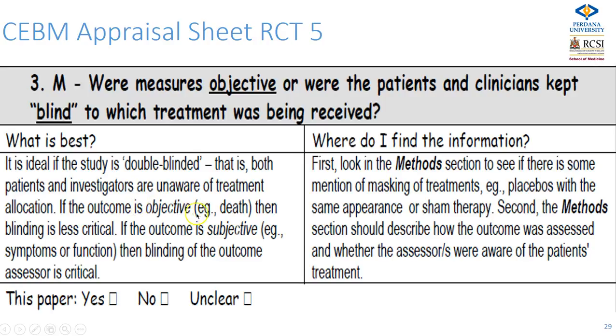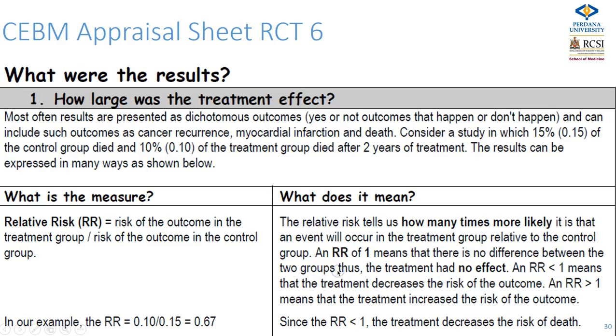It's less crucial for things that are objective, like death or pregnancy. But if it's subjective, and if it's a continuous outcome like blood pressure, cholesterol level, or clinical symptoms, then blinding is absolutely essential. The methods section should make this quite clear.